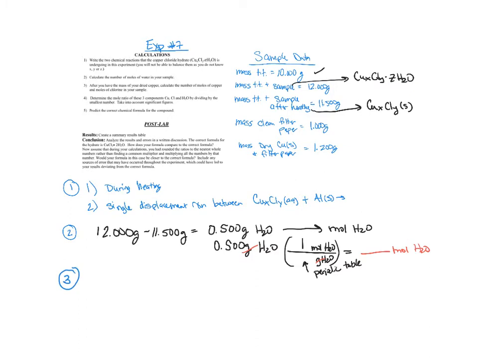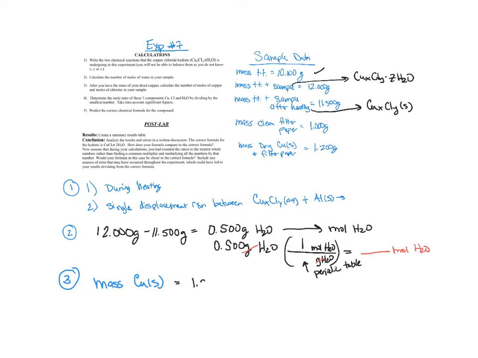Question 3 is asking, after you have the mass of dried copper, which we have because we have all of our sample data numbers, calculate the number of moles of copper and the moles of chlorine in your sample. To get the moles of copper, we need to first get the grams of copper, or the mass of copper. Looking at our sample data set, we have the clean filter paper as 1 gram, and the mass of dry copper solid and filter paper is 1.2 grams. If we have just the filter paper and then the filter paper with the copper, we subtract the filter paper plus the copper minus the filter paper, and we will end up with just the mass of copper.